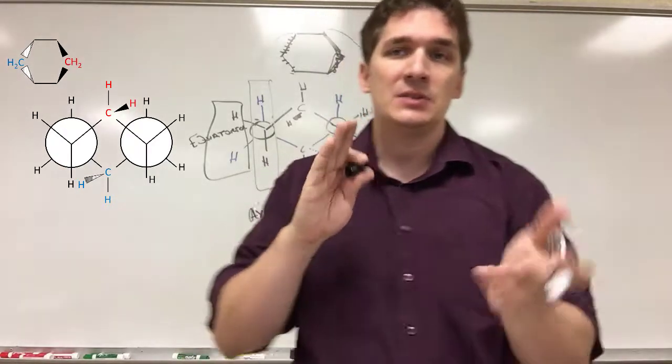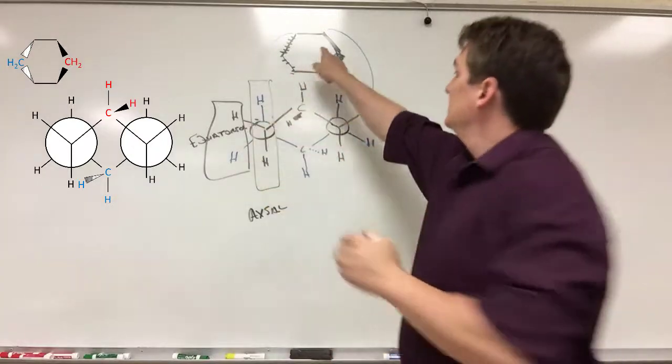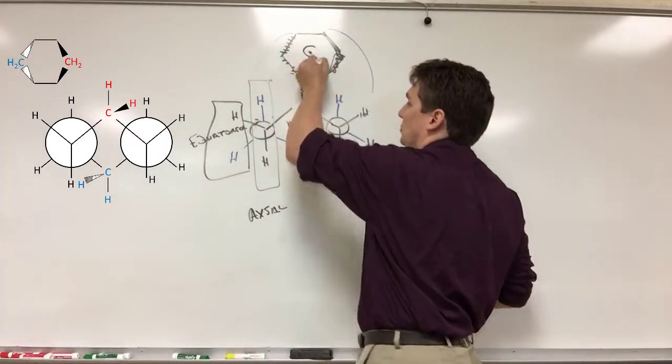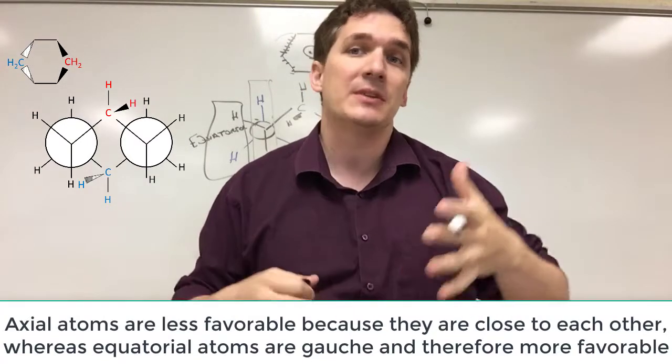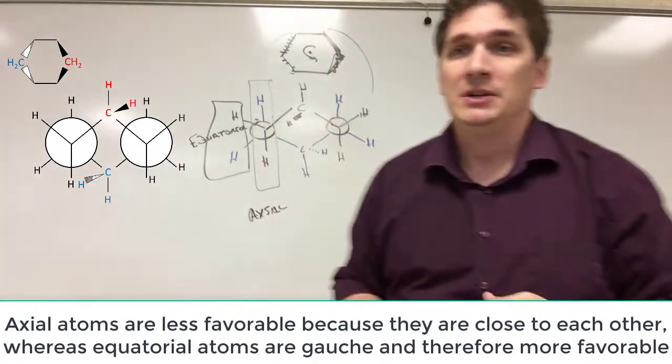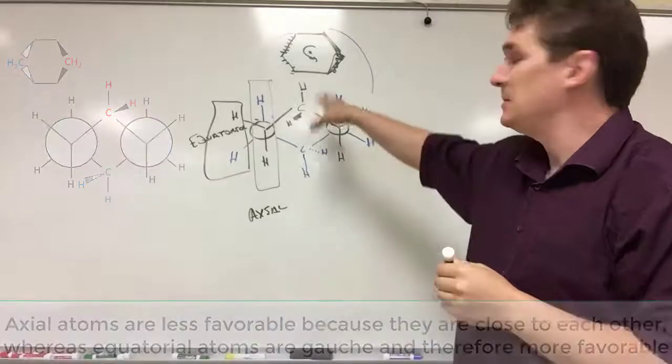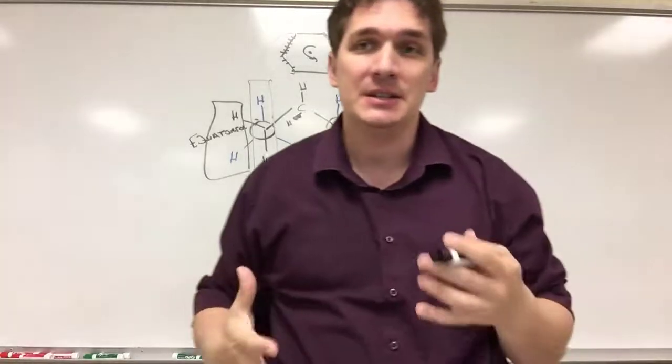Now, again, we can just take this ring and we can keep rotating it to the board, and we're going to see this. But effectively, what makes the equatorial atoms more stable is the fact that they are gauche to each other. Whereas your axials point up and above and below the ring, they're actually going to see some type of crowding.